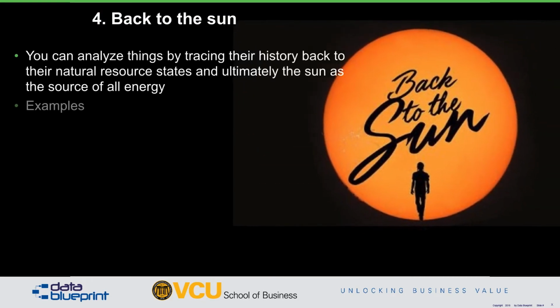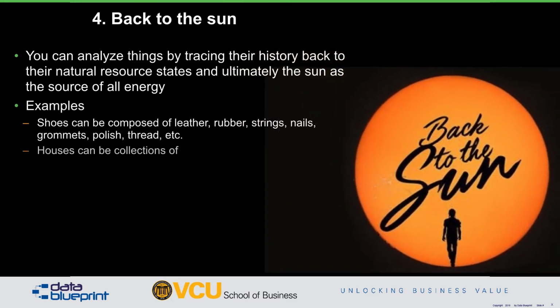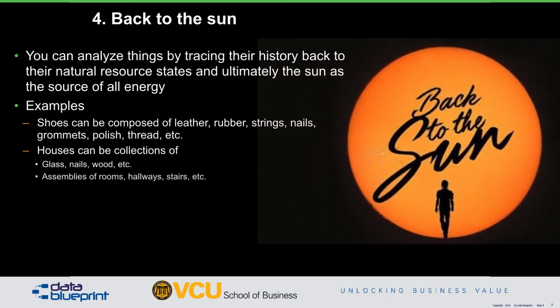Back to the sun, fourth topic. You could trace things by tracing their history back to their natural sources, and ultimately the sun is the source of everything. So shoes can be leather, rubber, string, nails, grommets, polish, and thread. Houses can be collections of glass, nails, and wood, or assemblies of rooms, hallways, and stairs. We'll look at an example of that a little bit later on.